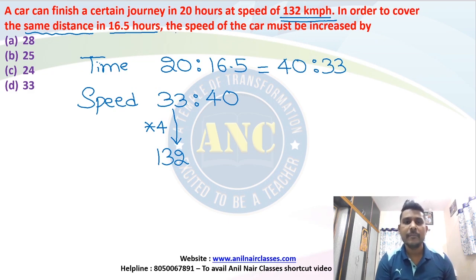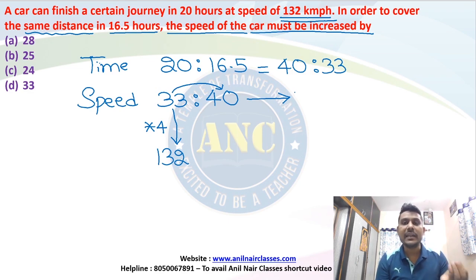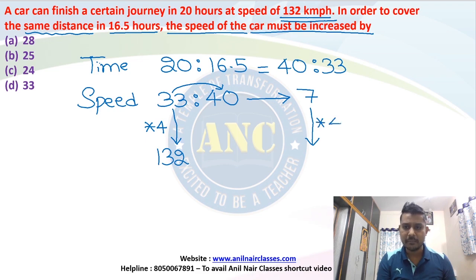What is the question? The speed of the car must be increased by how much? According to the ratio, initial speed was 33, final speed is 40. The speed of the car is increased by how much? 33 has become 40. That means it is increased by 7 kilometers per hour according to the ratio. According to the question, they are asking you how much. 7 also multiplied by the same multiplying factor 4. Answer for this question is option A.